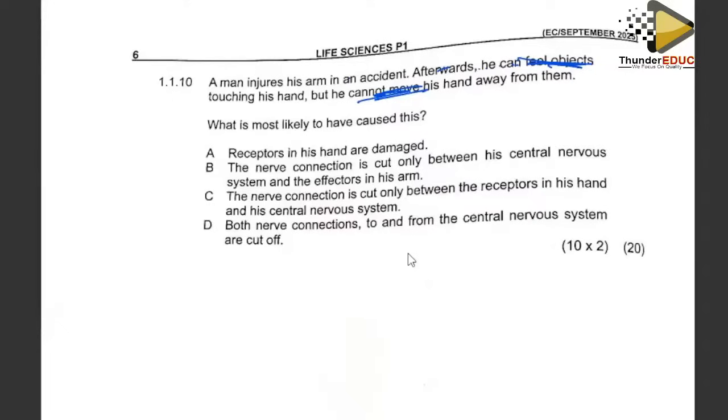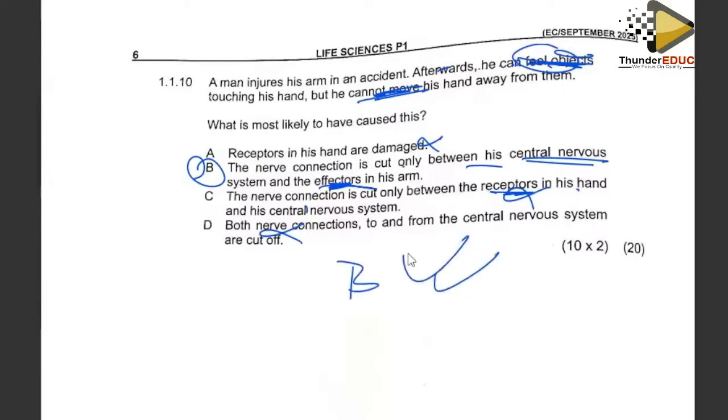So here we say that the receptors of the hand are damaged. No, you're able to feel. The motor connection is cut between his central nervous system and the effector. Yes, it looks to be correct, but let's continue and find out. The nerve connection is cut only between the receptors in his hand and the central nervous system. The receptors, no, this is wrong. They're saying that both the nerve connections to and from the hand are cut. Nope, you are able to feel. So this one is wrong. So B becomes the most correct answer.